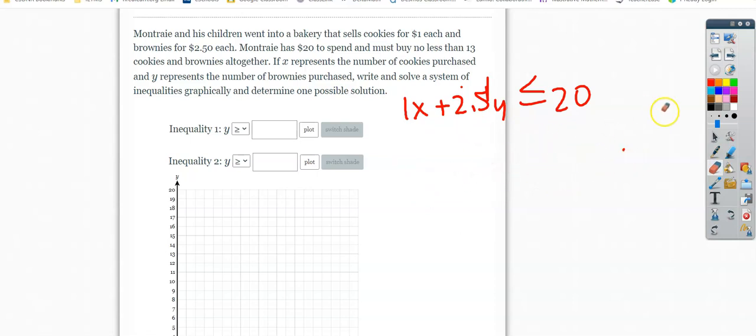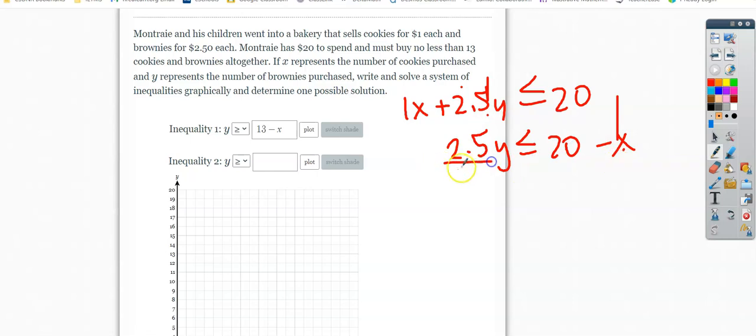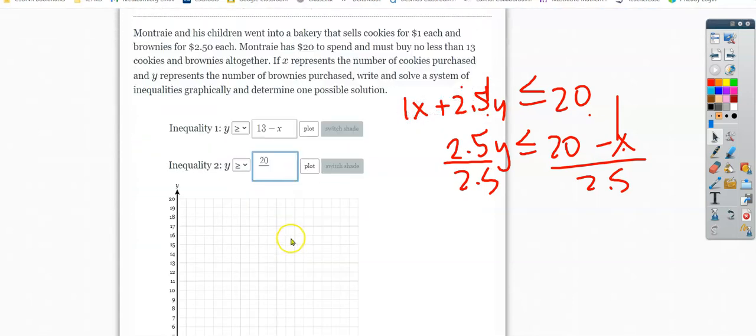Okay. Let's go back. 13 minus x, and that was greater than or equal to, yep. Okay, now for this second sentence, when we modify, we're going to get 2.5 less than or equal to 20 minus x, and then we divide by 2.5. Let's see if I can write it as one giant fraction. 20, I'm going to make a fraction part now. Minus x over 2.5.